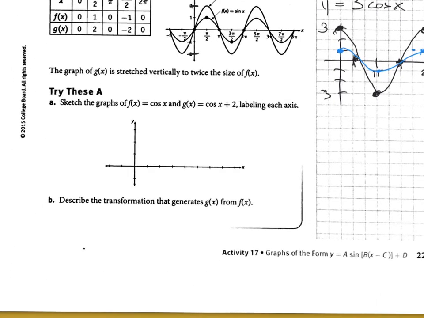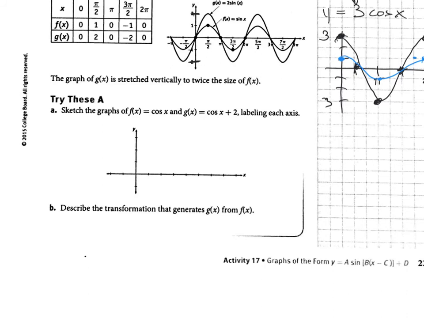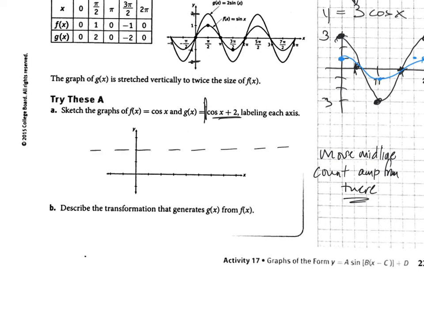Now, if we're just sliding the whole graph up or down, we're going to move the midline up or down. You move the midline, and you count the amplitude from there. So we're still not going to change how we graph. So this says +2, which, as you know, means move the whole graph up 2. So here we go. This is going to be our midline. Now there is a 1 in front of this graph, which means we're going to be able to go up 1, down 1.